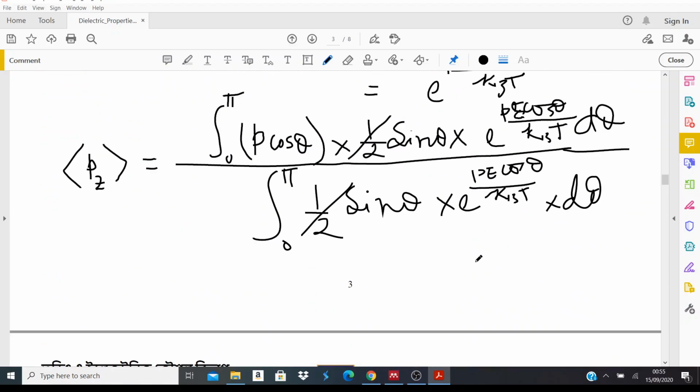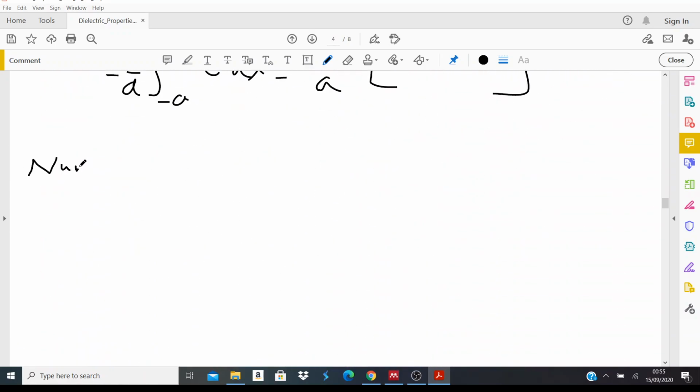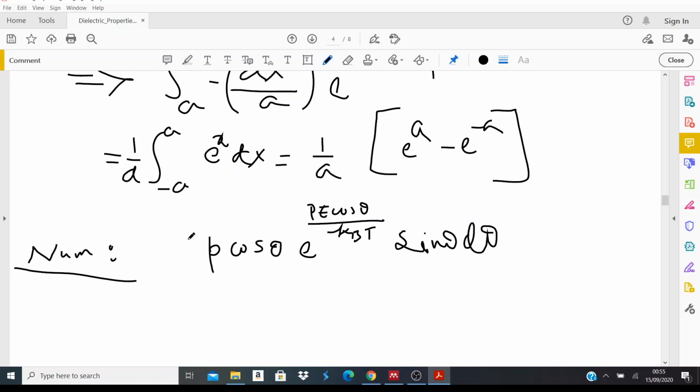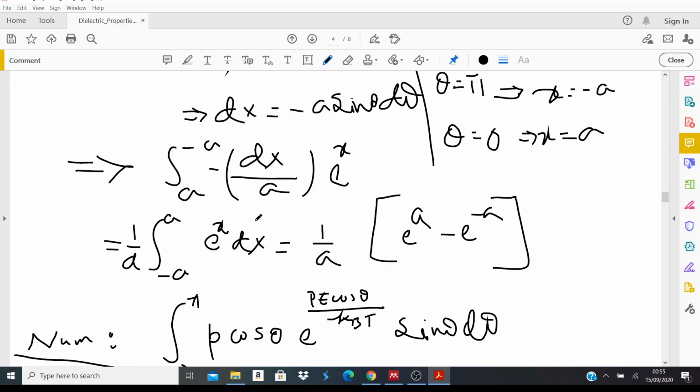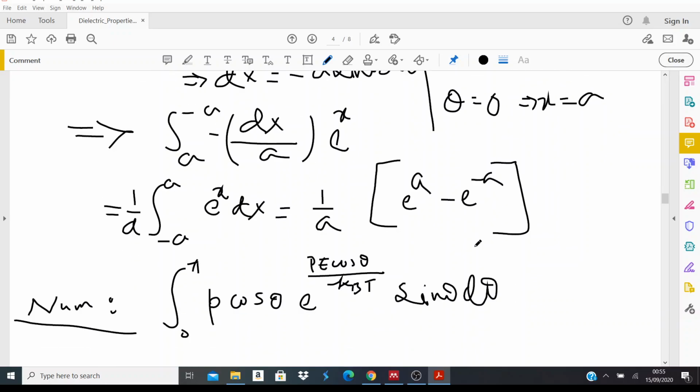So let's try to calculate the numerator now, right? In the numerator what we have is p cos theta e to the power pE cos theta by kBT, and then we have the solid angle contribution, d theta from 0 to pi. The same procedure, we will use the same change of variables.